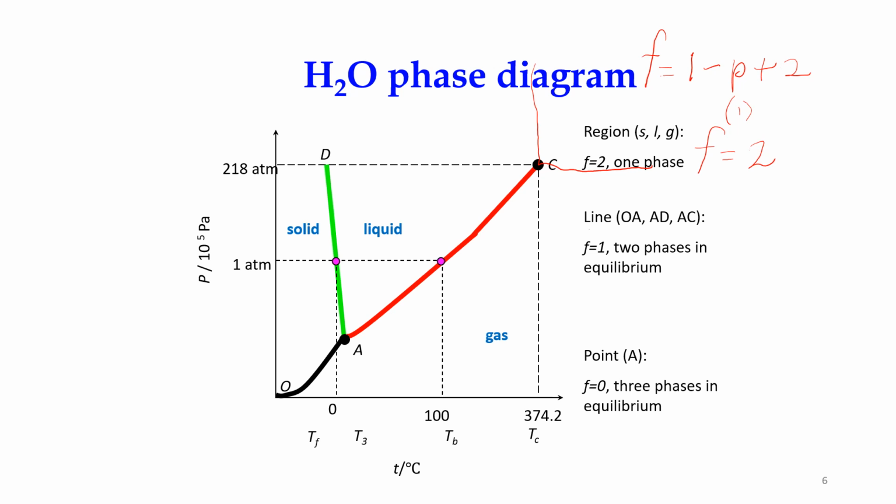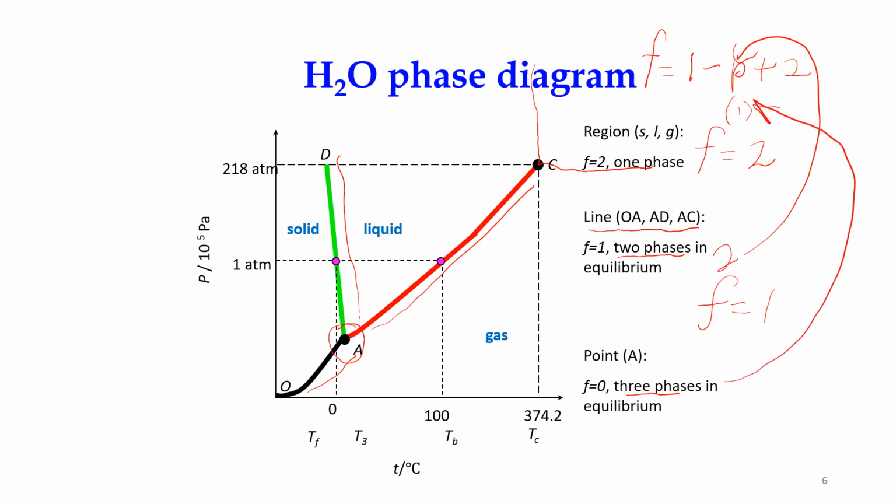And then at lines OA, AD and AC here, each of the curves represents two phases in equilibrium. So we substitute 2 for the P value here, so we get F equal to 1, the degree of freedom equal to 1. At point A here, where the system coexists all together as solid, liquid and gas, we have 3 phases, so we substitute the value of 3 in the formula, so we get the degree of freedom equal to 0.